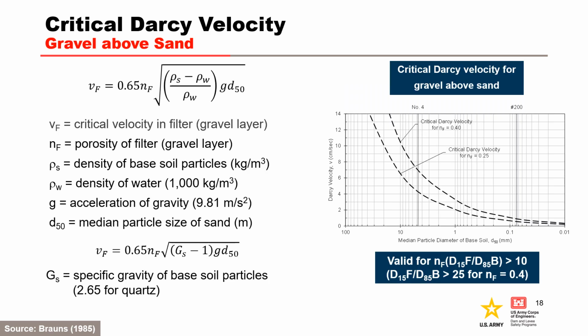Bronze in 1985 measured critical Darcy velocities for gravel above sand. Bronze's law is the simplest formula to use, and it gives a good approximation of critical Darcy velocity for gravel above sand. Make a note here that the figure converts the results of the formula from meters per second to centimeters per second for plotting and interpretation purposes.